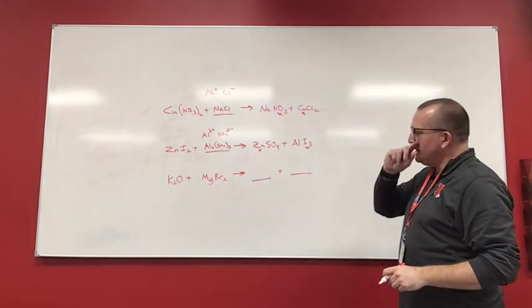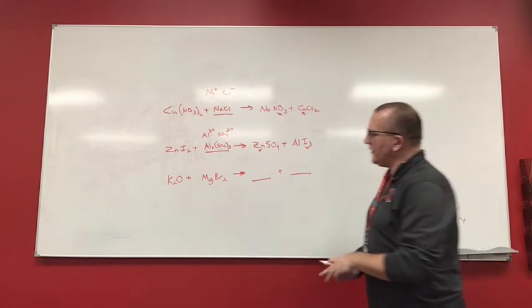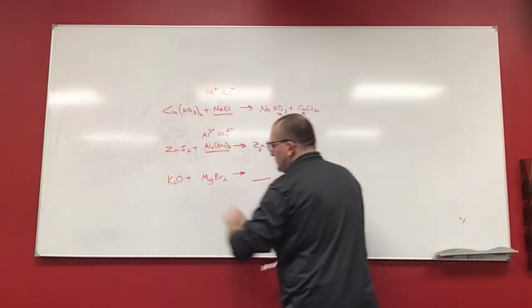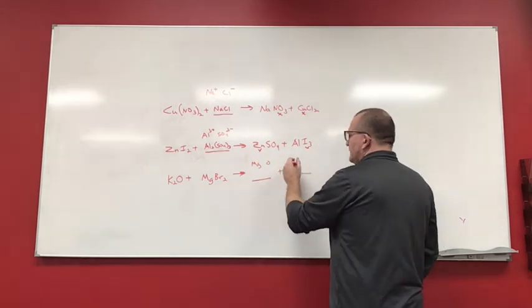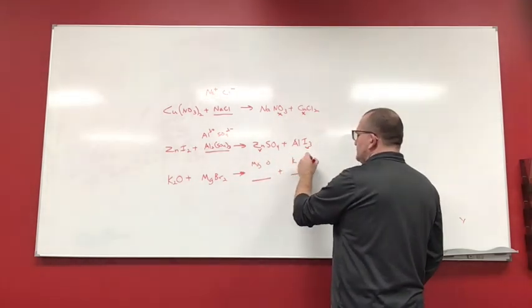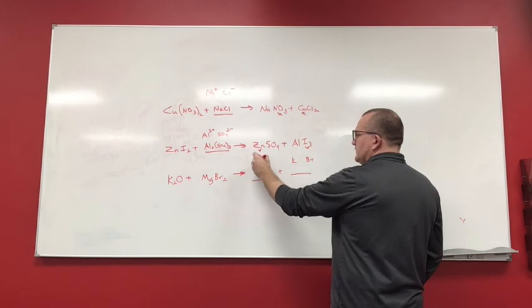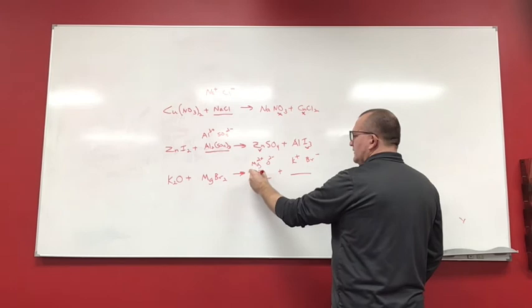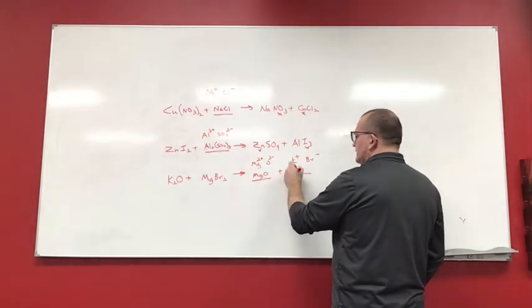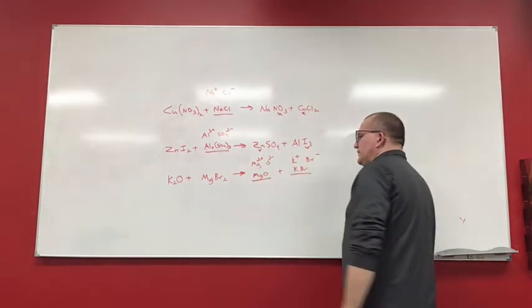Okay, so here, K2O plus MgBr. The Mg and the K switch places. So Mg goes with the O, and K goes with the Br. Find my charges. Positive 2, negative 2, positive 1, negative 1. MgO, KBr.